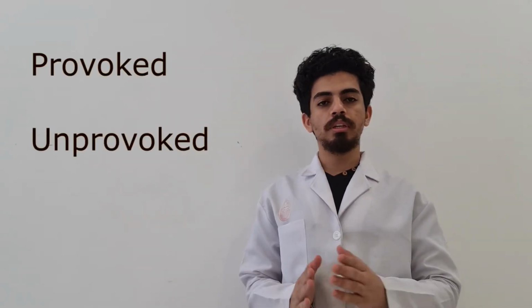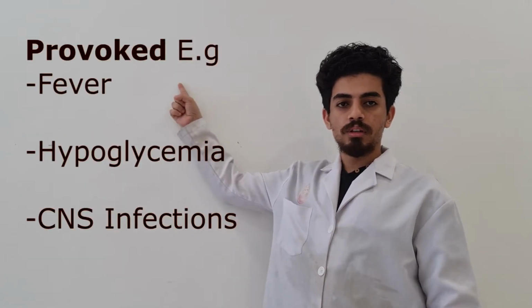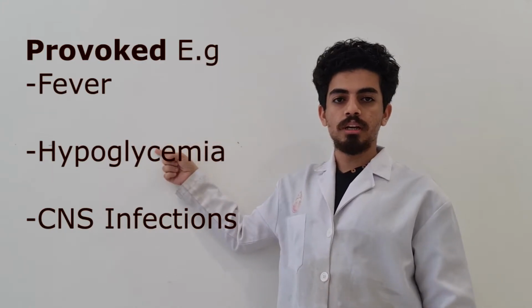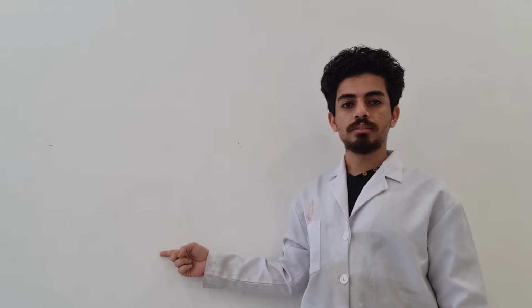Seizures can happen due to various reasons. They can be provoked or unprovoked. Provoked, it can be due to fever, hypoglycemia, or CNS infections. Unprovoked, it can happen spontaneously without any known proximate cause.